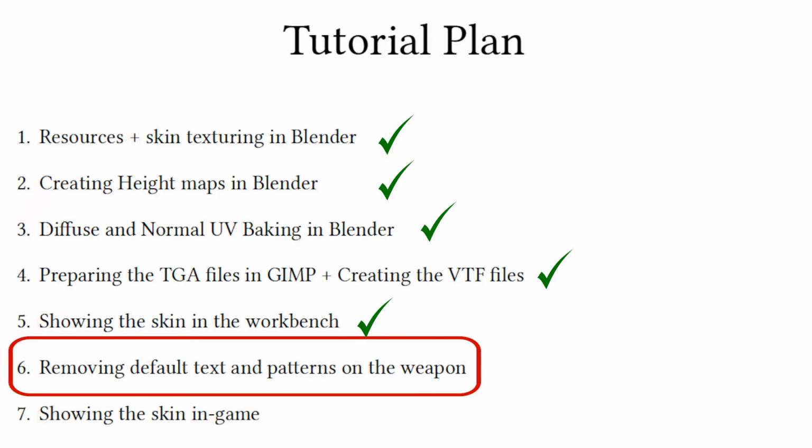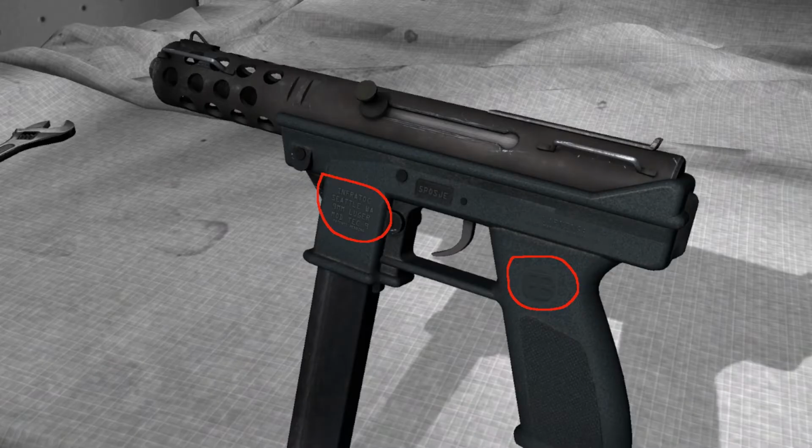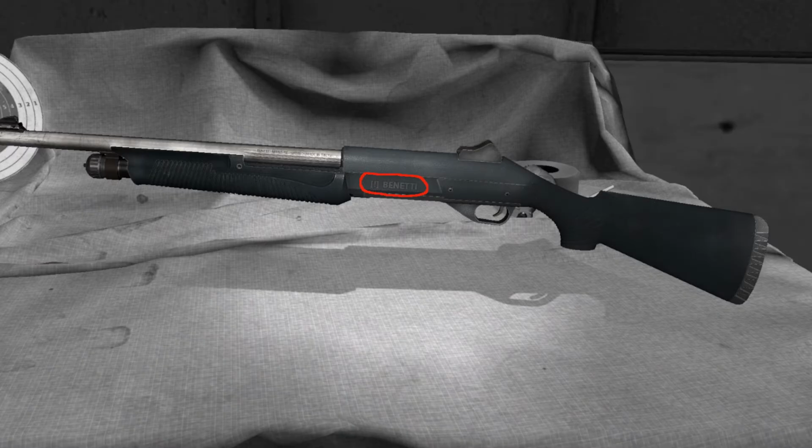Texts and patterns of the weapon are known as decals. These decals exist in the ambient occlusion map of the weapon. Examples of such decals are the pattern on the PP Bison's grip, the text and logo on the Tech 9, and the text and dashed pattern on the M4A4. However, there are some decals that can't be removed, such as the text on the Nova. It depends on how dark those decals appear in the ambient occlusion map of the weapon.